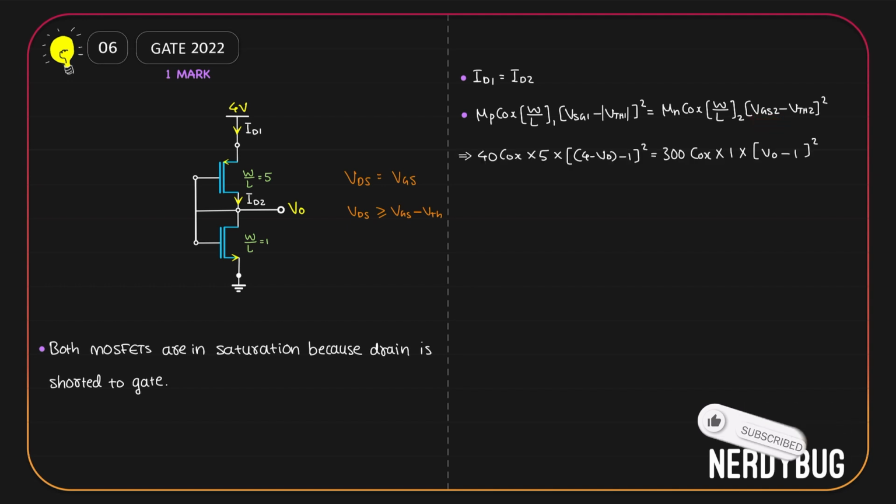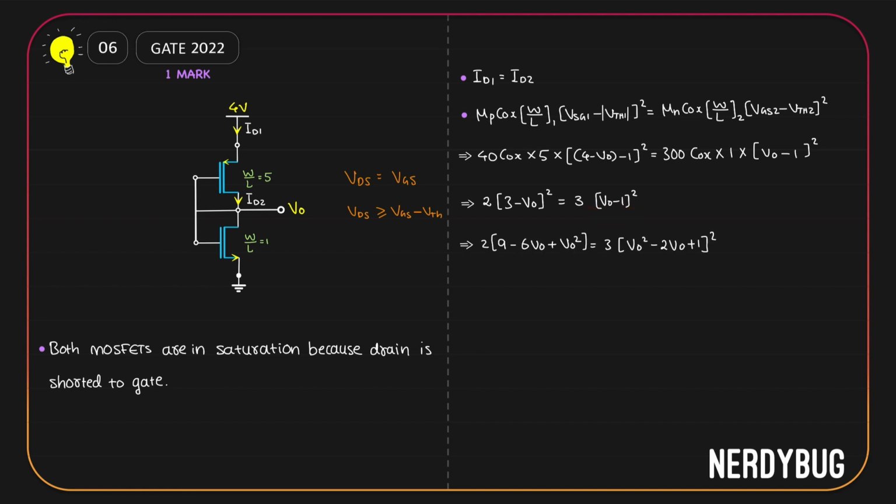So we can write it this way. Cox and Cox can be cancelled. Here we have 40 multiplied by 5. Here we have 300. That can be simplified. 4 minus V0 minus 1 can be written as 3 minus V0. If we do that, we get 2 times (3 minus V0) whole square is 3 times (V0 minus 1) whole square. All we have to do is some simplification and we get this quadratic equation: V0 square plus 6V0 minus 15 is equal to 0.